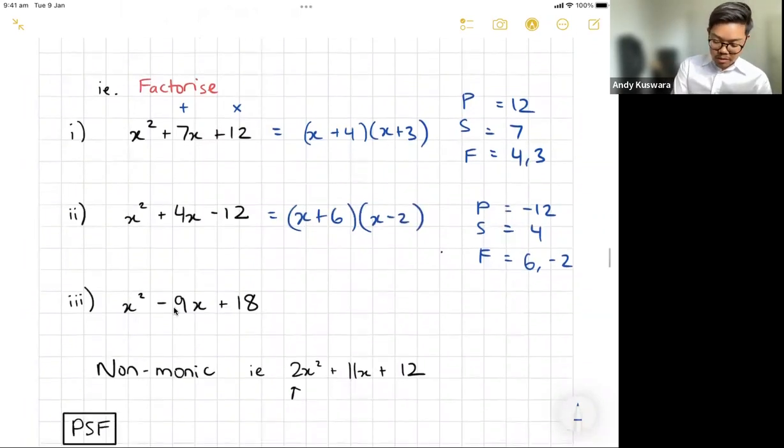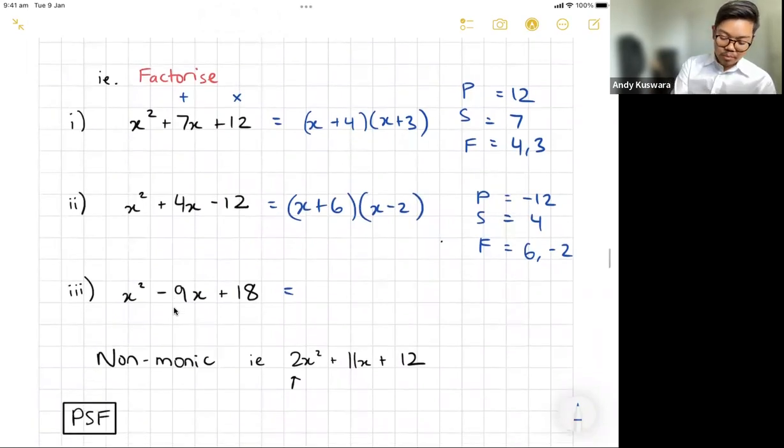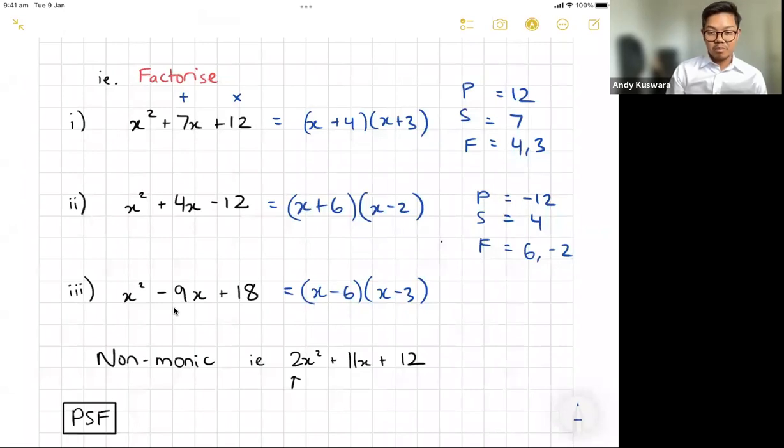All right, and the last one here, I'm going to do it without doing the PSF. You can continue on that process, but I can see here that it will be 6 and 3. So it'll be x minus 6, x minus 3, because -6 times -3 gives you positive 18, which is what I want. But then -6 plus -3 will give me -9. So just be careful with your negatives there.